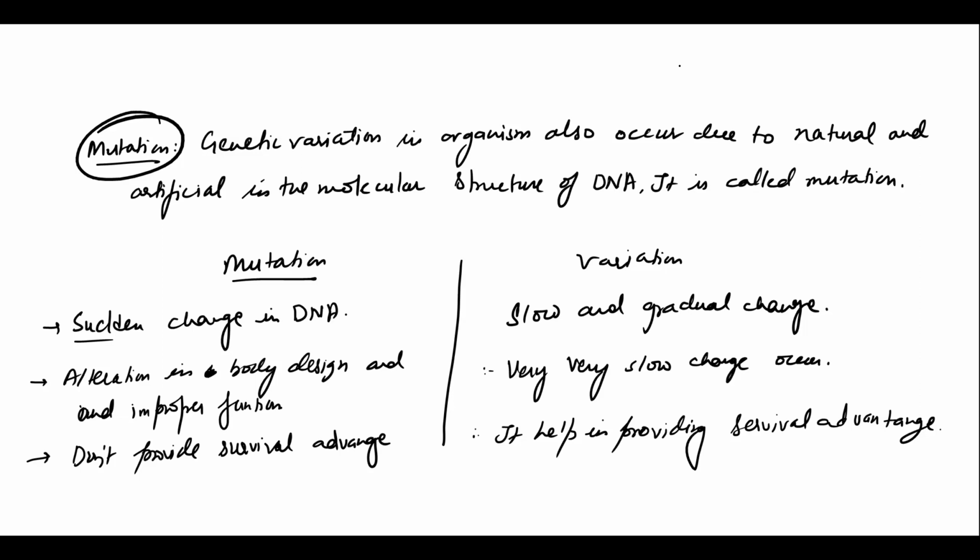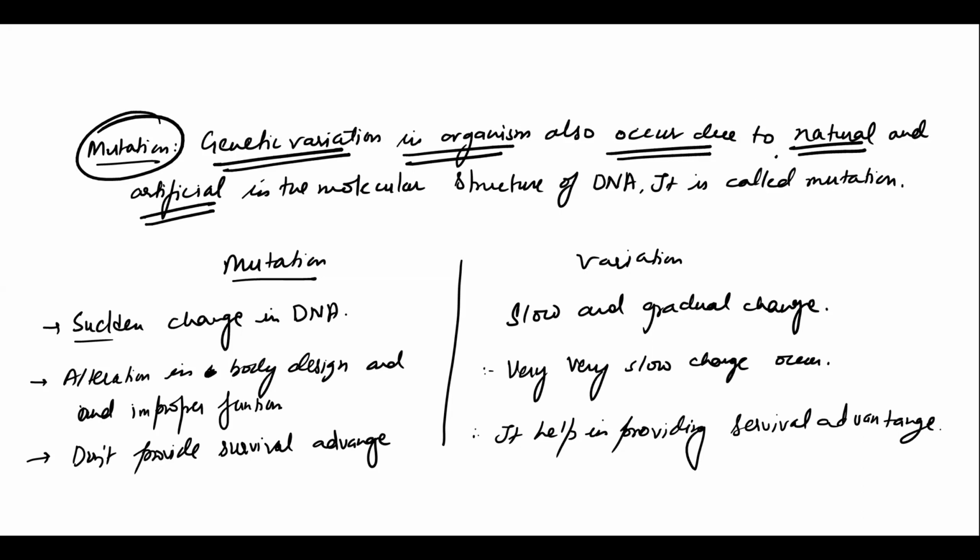And if it is due to natural means, for example, if the ozone layer is removed and we are affected by UV rays, then we get cancers and are infected. The molecular structure of DNA can be changed. This is called mutation. So what is mutation? Mutation is genetic variation in organisms that occurs due to natural and artificial means.